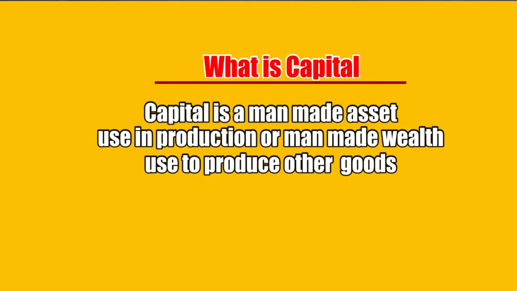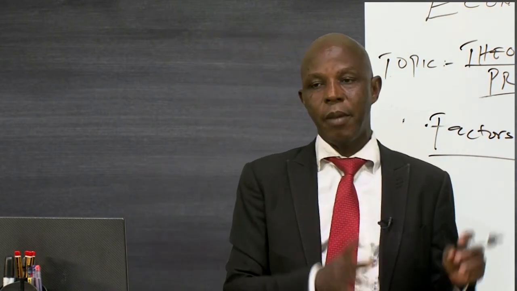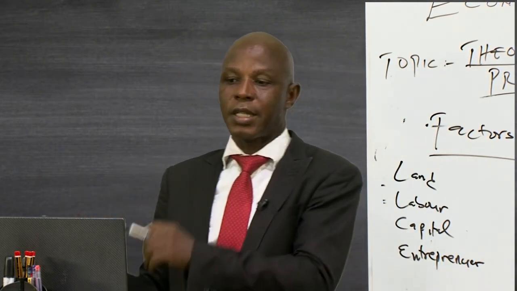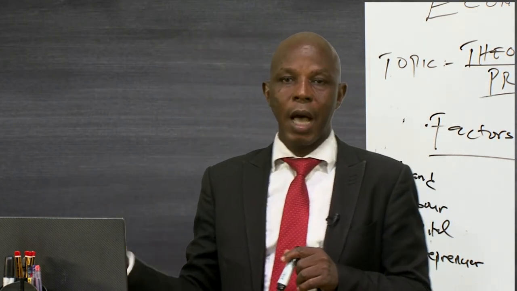So what is capital? We say capital is man-made assets used in production, or man-made wealth or goods used to produce other goods and services. What do we mean by that? There are things that were made by men that are used to create wealth, that are used to produce other goods and services. And this is what we call capital.